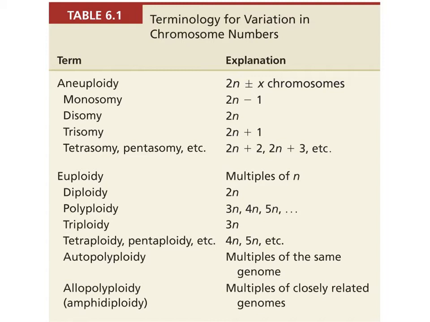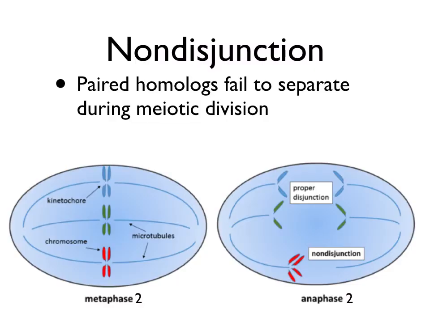But I want you to think about how these aneuploid chromosome numbers can arise. How do we end up with trisomy 21? How does a gamete form that has 2 copies of the same chromosome? That shouldn't happen, right? They should have been torn apart in meiosis. Well, it happens through a process called non-disjunction. And so what happens in non-disjunction is that these chromosomes fail to separate during meiotic division.